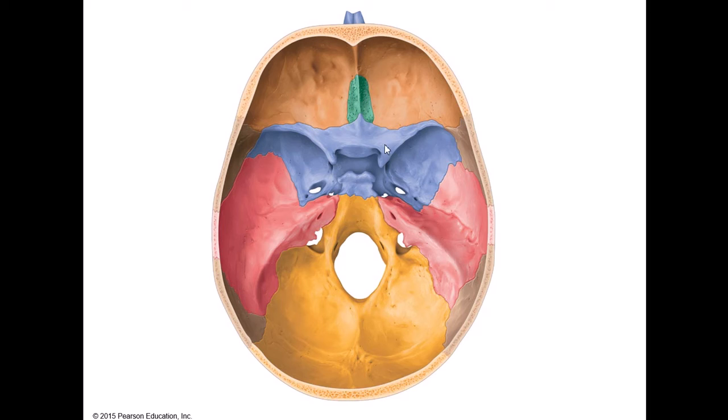Then finally, from this view, in the cribriform plate, all these little dots represent small holes that lead to the nasal cavity below. Those are called the olfactory foramen.